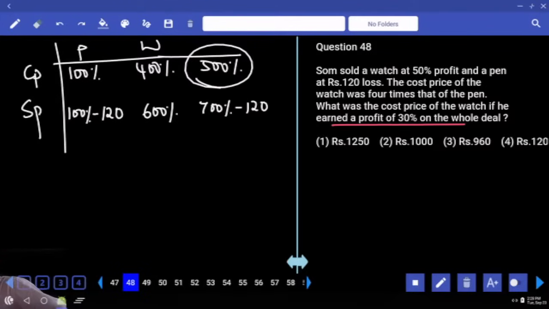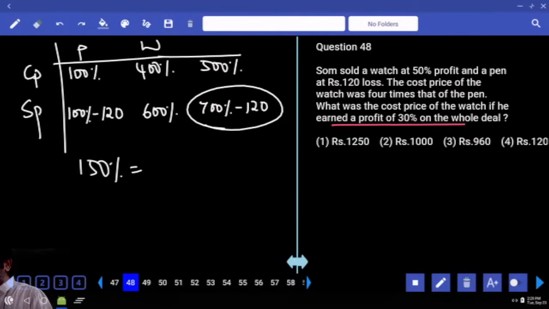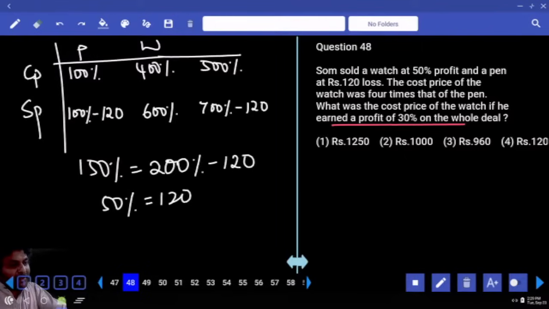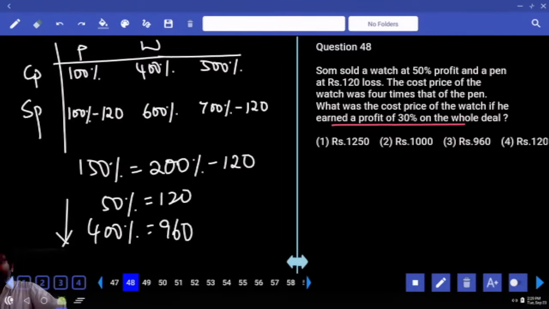Percentage of profit is always calculated on cost price. 30% of 500, which is equal to 150%. What is 150%? That is not selling price. What is 150%? Profit. Profit in the sense selling price minus cost price only. Selling price minus cost price, that will be equal to 200% minus 120, 50%, 120. Question is about find the cost price of watch. Watch cost price 400%. 50 into how many times? 8 times. 8 times 120 is 960. Third option answer.